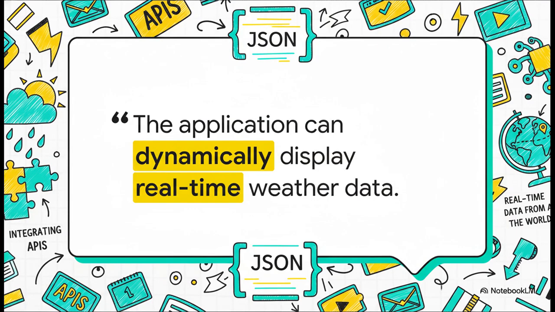And that right there is the key. This simple four-step process is what makes an application feel alive and dynamic. By understanding how to work with JSON, you've basically just unlocked the ability to connect to thousands of APIs and pull in real-time data from all over the world, straight into your own projects.